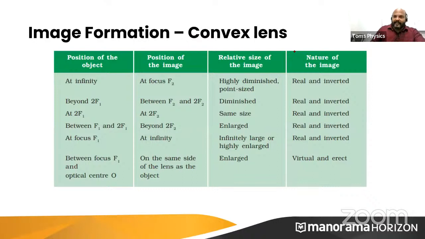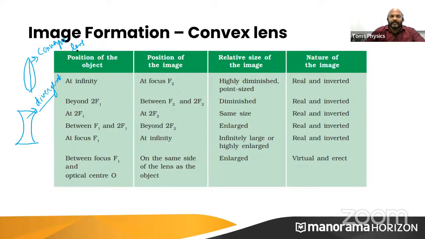So there are many different kinds of lenses. We have the convex lens, which is bulging out in both places, and we have the concave lens, which is bulging inward on both surfaces. The convex lens is called a convergent lens. This is a convergent lens. The concave lens is a divergent lens.